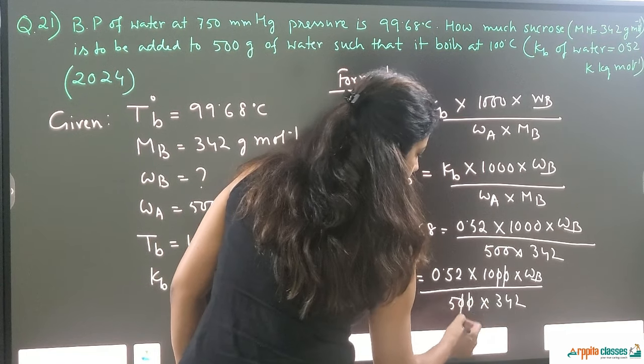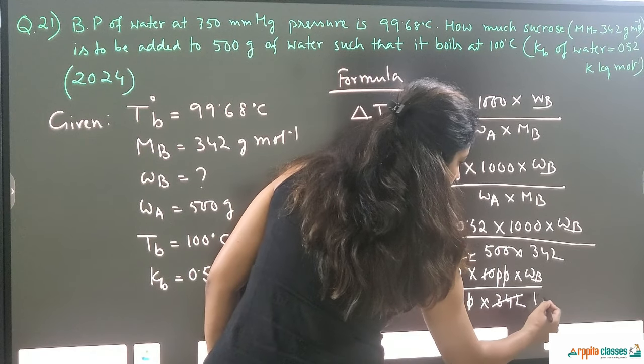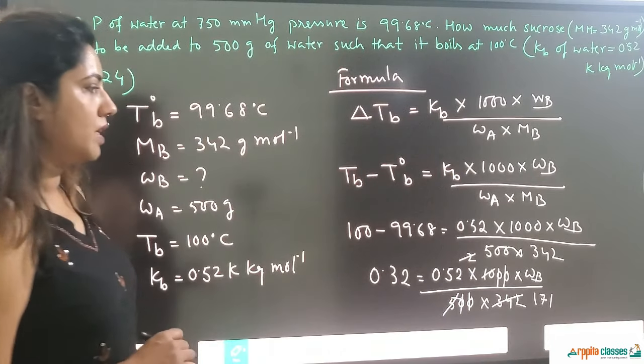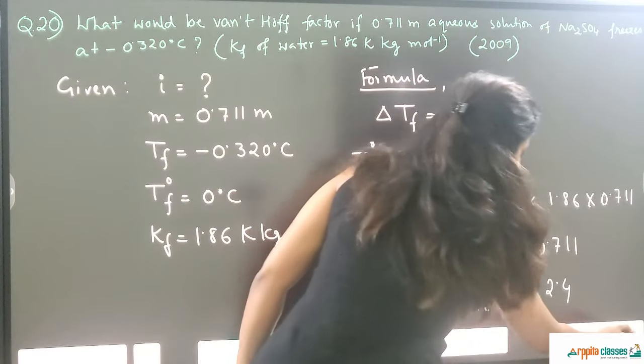The zeros cancel. This is 5, 2, and this and this will get cancelled. 3, 1, 2, 3, 1, 171 it is. So 171 into 0.32.